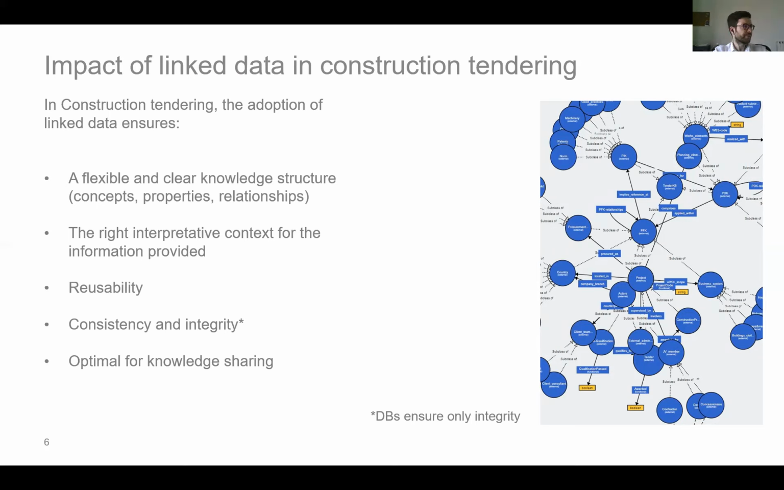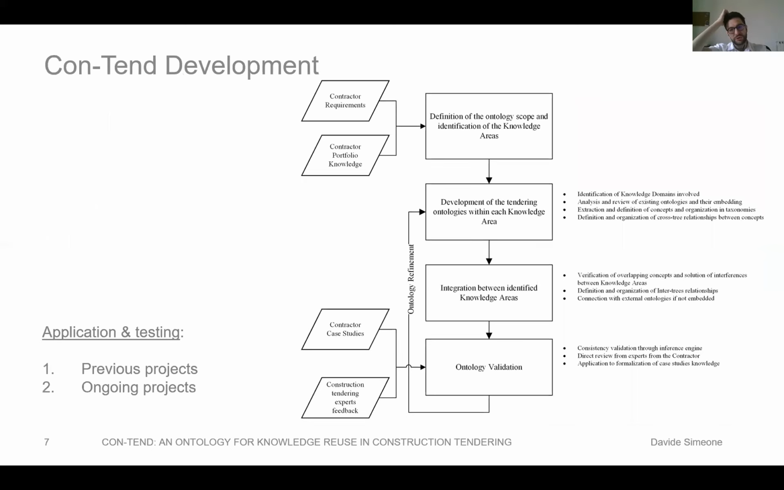So our process of developing the content ontology is something that we derived from the meta-ontology framework. It's a bit simplified because we needed to apply it to general contractor processes where not all the people are researchers, but they have their own experience and knowledge regarding specific disciplines. So we analyze the requirements and the portfolio of the contractor.